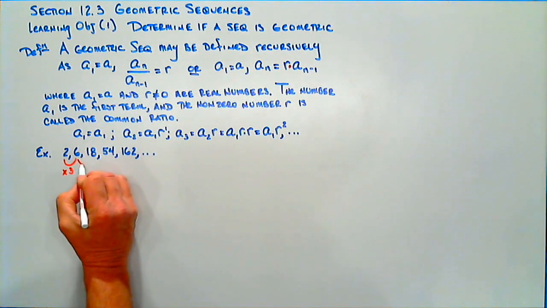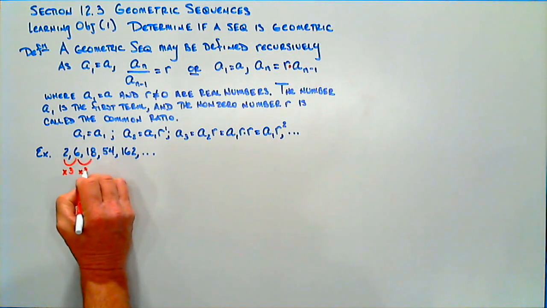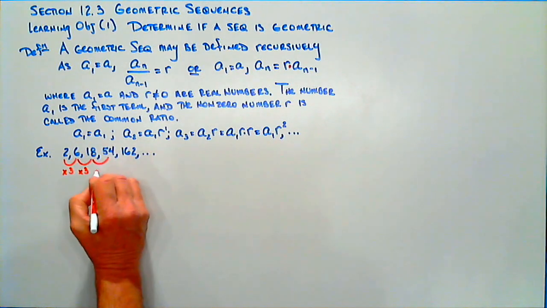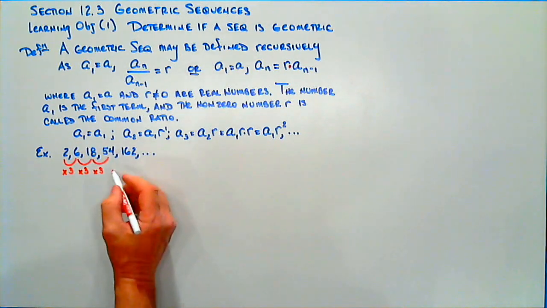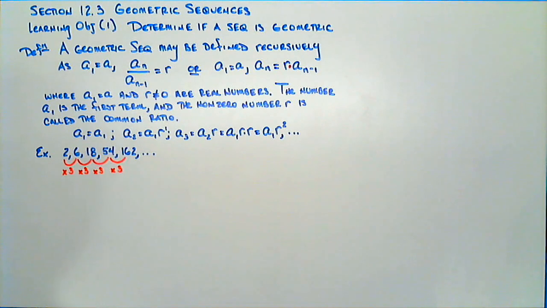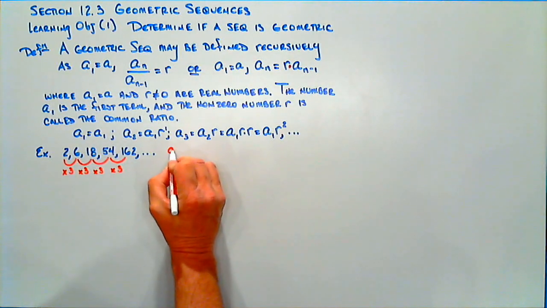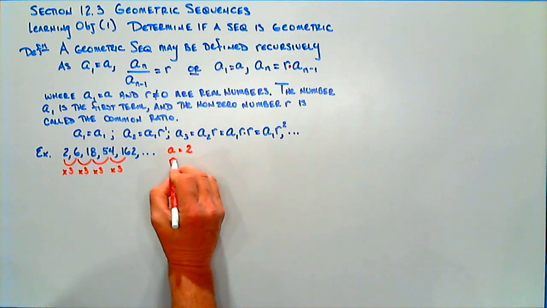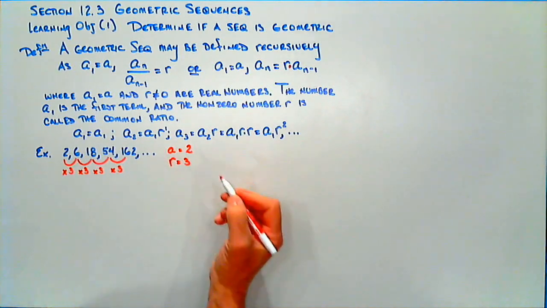What do I multiply 6 by to get 18? Well, I multiply by 3. What's 18 times 3? Turns out to be 54. And 54 times 3 turns out to be 162. So this is geometric because it has a common ratio of 3. A here is going to be 2, right? My first term is 2, and my common ratio is going to be 3.